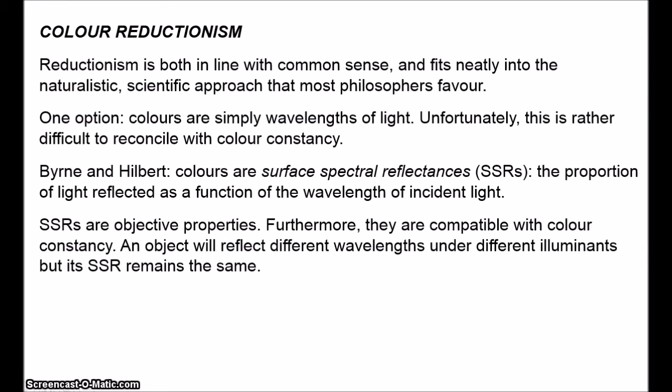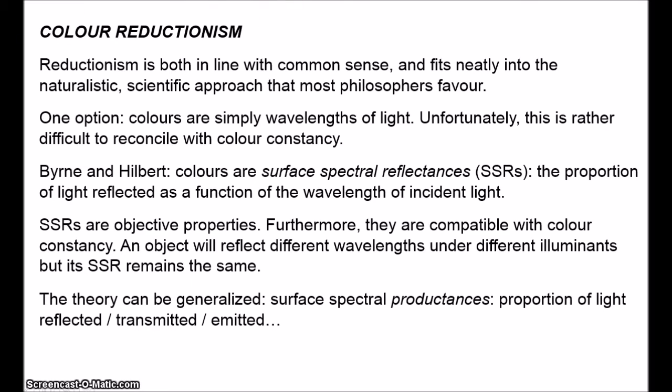Now obviously spectral reflectances are only half the story. As we saw in the first video, colour arises through a variety of processes. But we can generalise the theory. We can talk about surface spectral productances, and this is the proportion of light reflected or transmitted or emitted as a function of the wavelength of incident light. So the spectral surface productance is basically just a matter of the light coming off the object, however it may have interacted with the object, as a function of the wavelength of incident light.